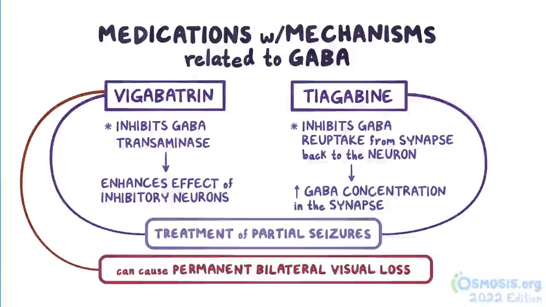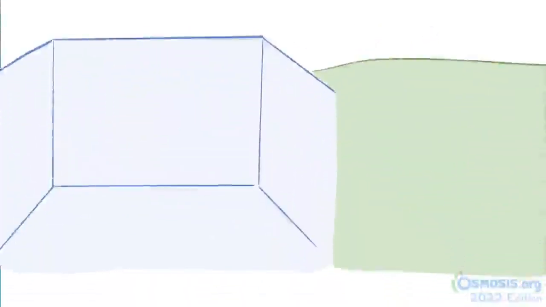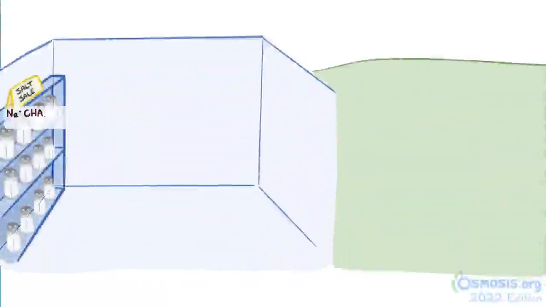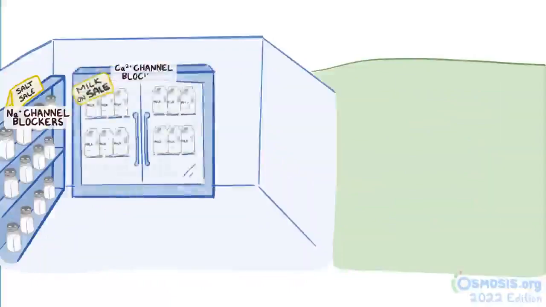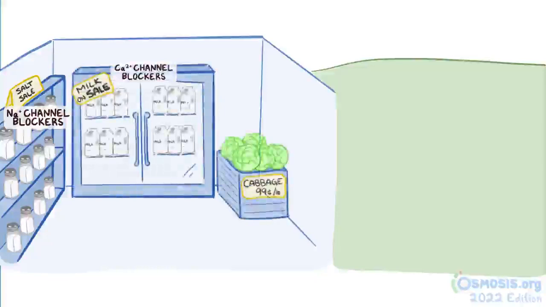Now, let's make a simple and fun mnemonic that'll help you efficiently memorize these pharmacology facts about the miscellaneous anticonvulsants. So first, let's use a grocery store to group them based on their main mechanism of action. On the leftmost section, we have an aisle that only has salt to represent sodium channel blockers. Next, we have a fridge section with milk for calcium channel blockers. Finally, we have a bin full of cabbages for the medications that increase the effect of GABA-releasing inhibitory neurons.